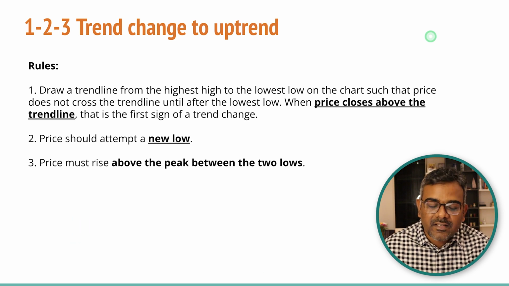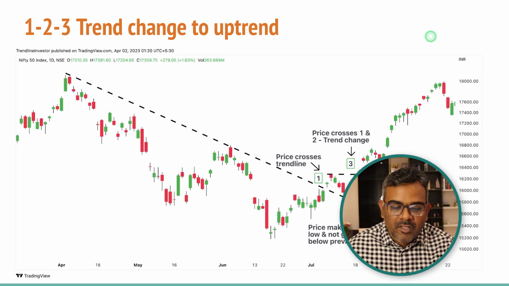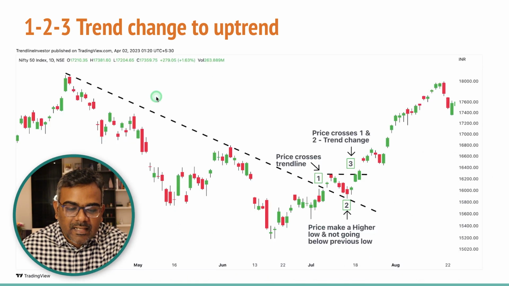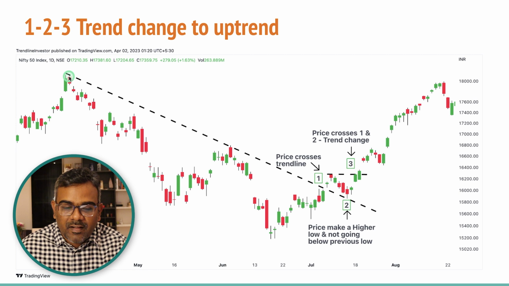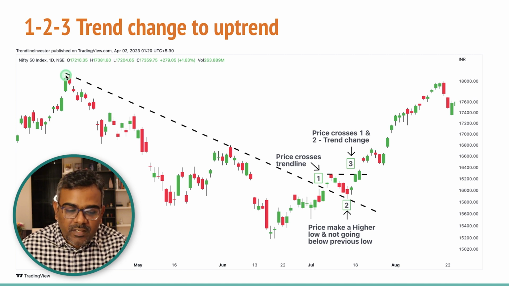Okay, so these are three rules, but let's take this with an example so that it's much clearer for you. So I have the Nifty chart in front of me here, and here first thing you have to do is identify the stock is in a downtrend. The stock is in a downtrend, and now you draw a trend line in such a way that you need to understand the highest point and the lowest point, and then draw a trend line in such a way that the price is not crossing above the trend line, right?